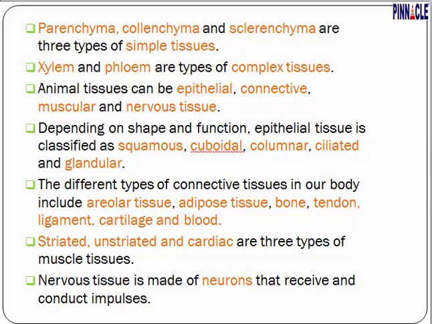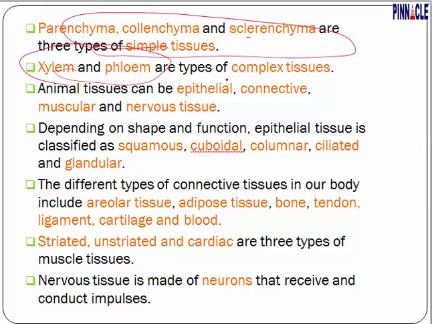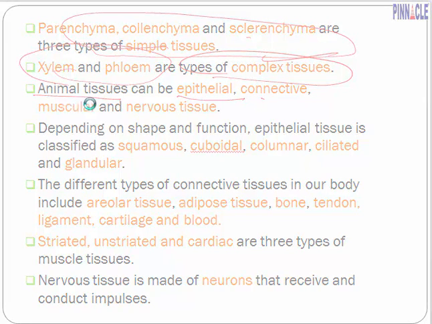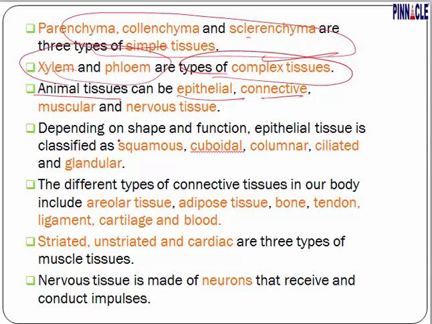And here see this diagram. Parenchyma, collenchyma, sclerenchyma, these are the three types of simple tissue, as we have studied during our presentation. Xylem and phloem are complex tissue, compound tissue we can call it. These are important because sometimes a question is asked on what kind of tissue this is. Animal tissue can be epithelial tissue, connective tissue, muscular tissue, nervous tissue. These are the animal tissues.